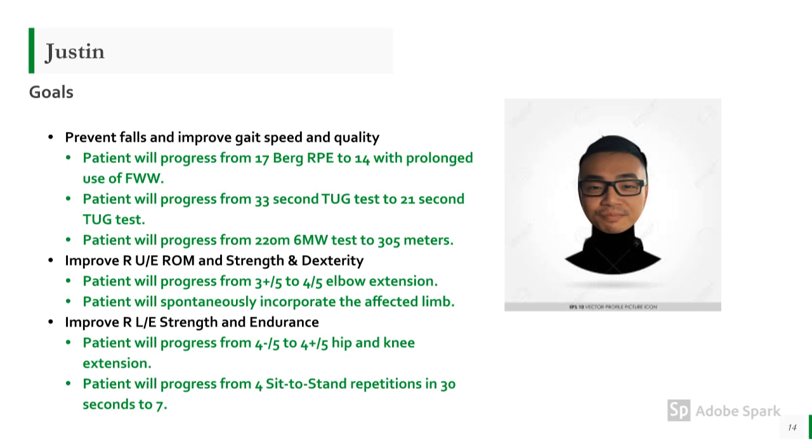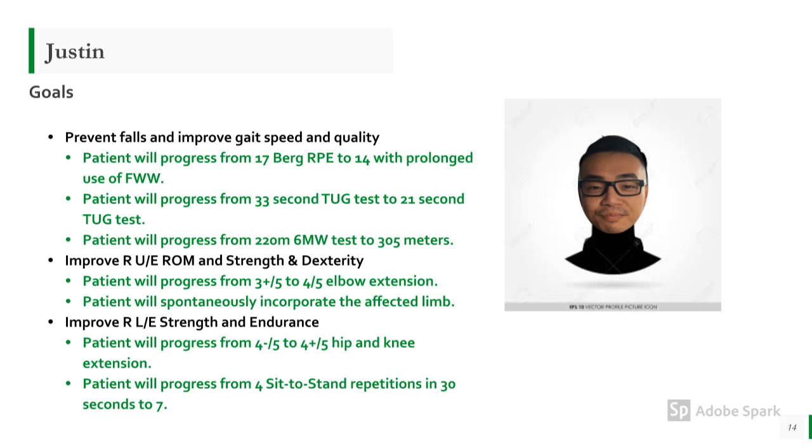Second, we want to improve Justin's right upper extremity strength and endurance of his elbow extensors. These are vital in him supporting his body weight on his front wheel walker. Main outcomes here are a manual muscle test and tracking increases in weight and reps during progressive exercise. Any bonus will be if he starts using his affected limb more often than he does currently.